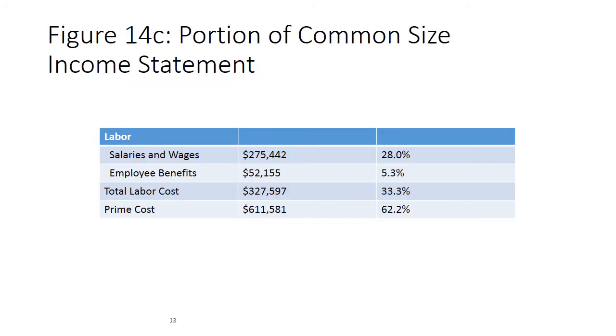Okay, so here's the labor section of the income statement. We see salaries and wages total at 28%, $275,442. Then we add on the benefits there for the total labor cost, which is all the benefits included, of $327,597, which is 33% of revenue. So 33% of everything we bring in is going to labor cost. Now our prime cost, we take our total labor cost, add it to the total cost of goods sold, and we have $611,581, which is 62.2% of our revenue.